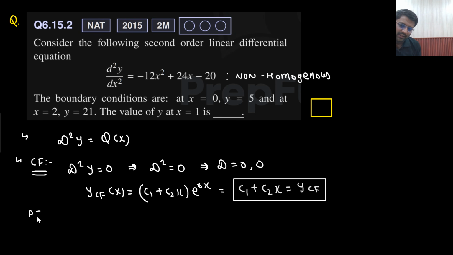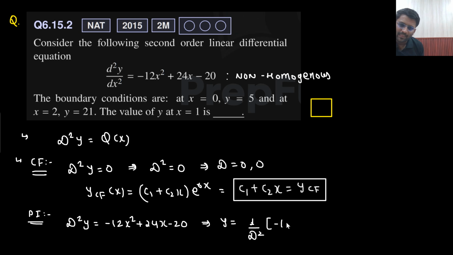Now sir, I need to find out PI. So what will be my PI? D square y equals minus 12 x square plus 24x minus 20. So y equals 1 by d square of minus 12x square plus 24x minus 20. What you need to do is integrate 2 times, right? What is the meaning of 1 by d square? You simply integrate 2 times, right?